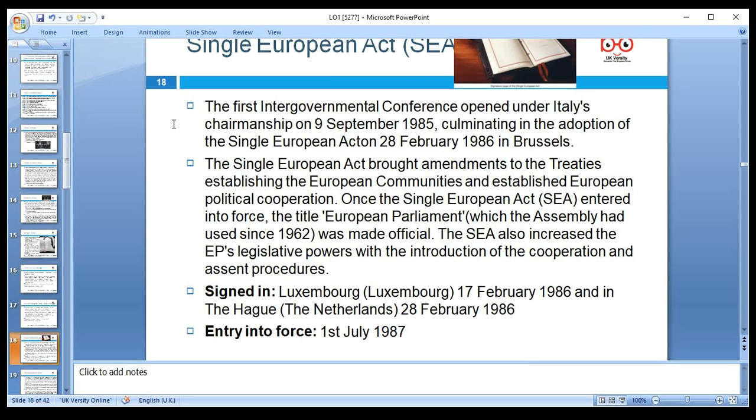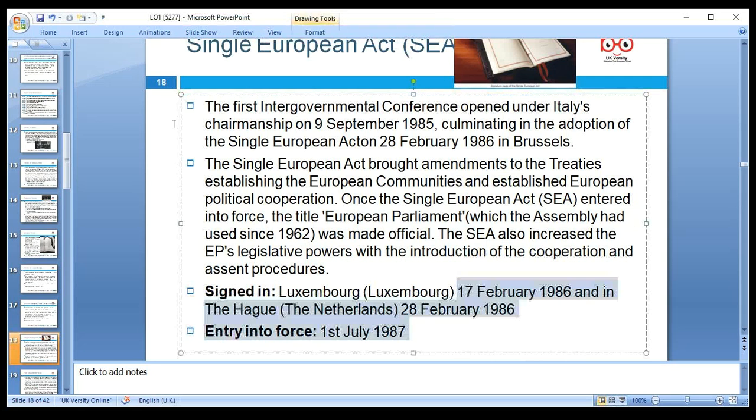Then the Single European Act was passed, which is the first intergovernmental conference opened under Italy's chairmanship on the 9th of September 1985, and the Single European Act, SEA, being set up.